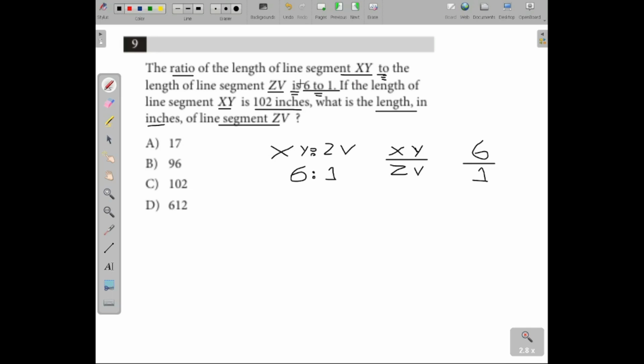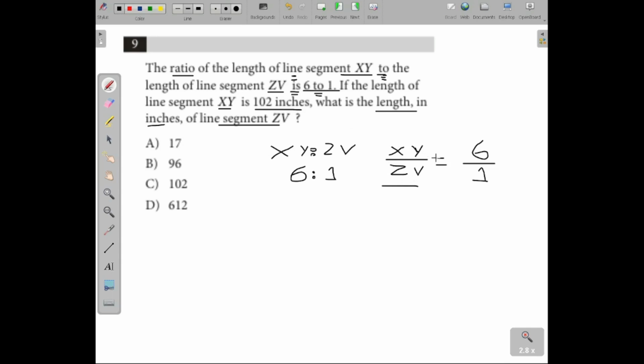And now let's read again. The ratio of the length of line segment XY to the length of line segment CB is this. "Is" means equal. So equal the ratio of 6 to 1. 6 divided by 1. So this is our expression, and we have the value of XY, so we can find the value of CB.